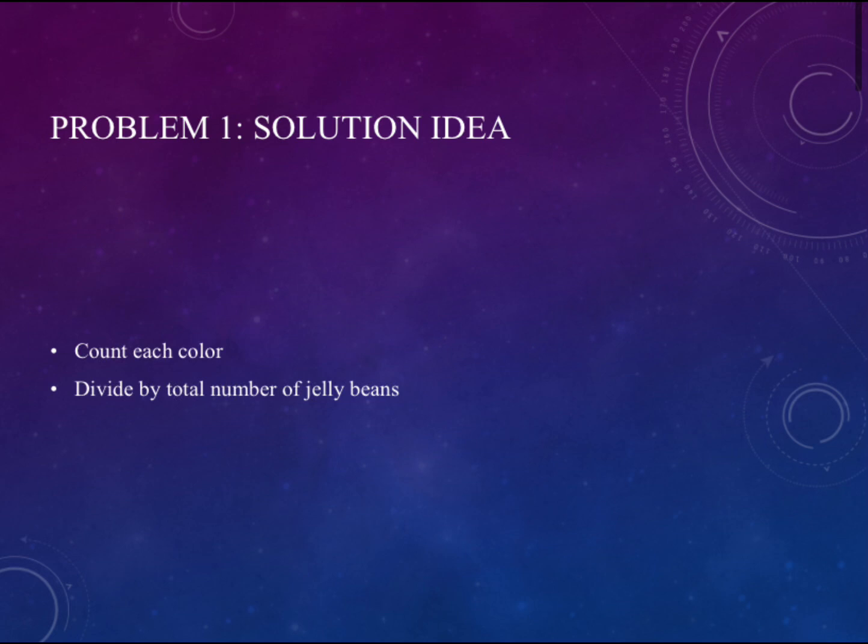For example, if there are 26 blue jelly beans out of 150 total, the probability of choosing a blue one is 26 divided by 150. This method is used in all basic probability problems.